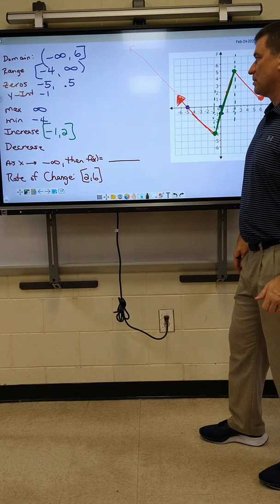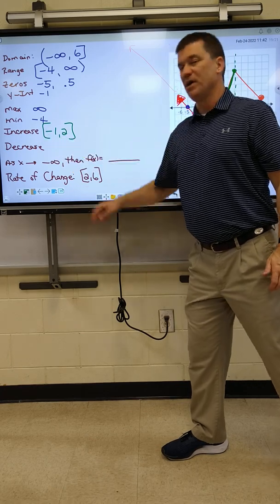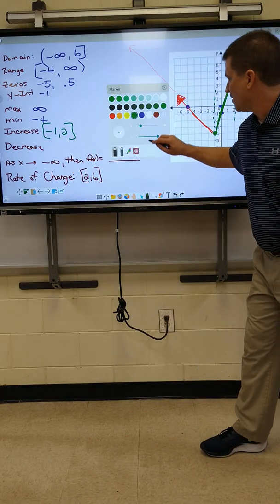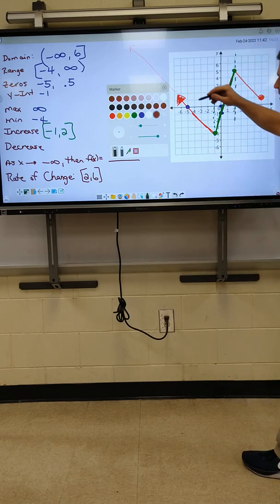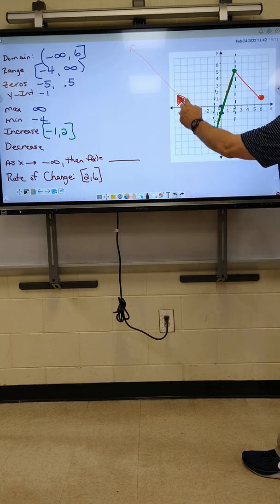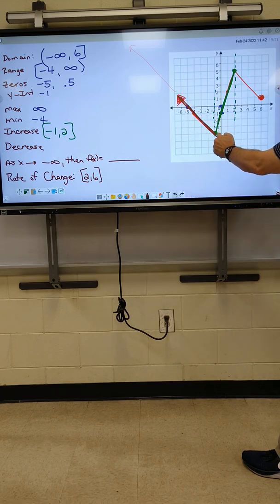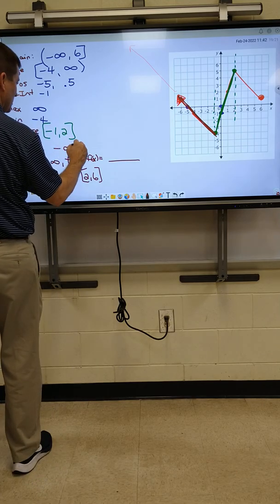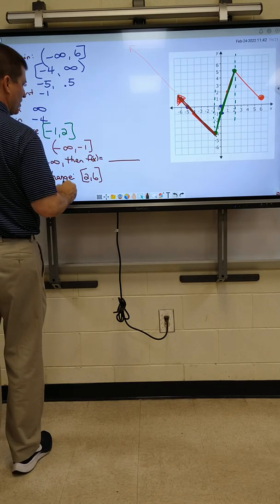All right, now look. Decrease, it's going down in 2 different places. Give me a different color. It's going down, guys, from here to here. That's one place it's going down. That's negative infinity to negative 1. Negative infinity to negative 1. That's one place it's going down.